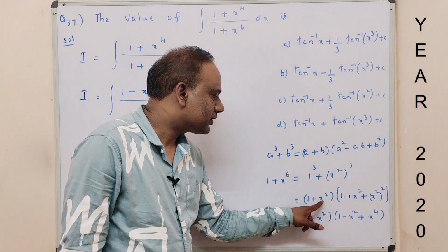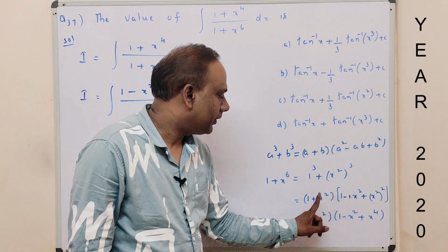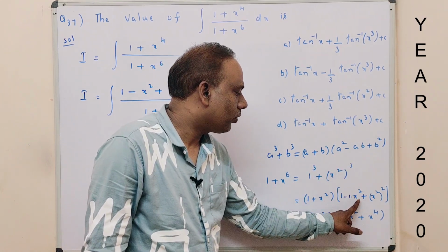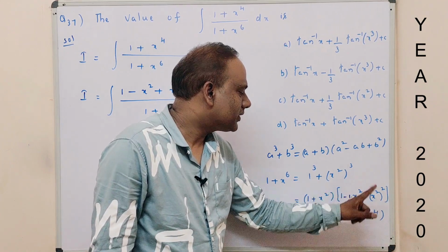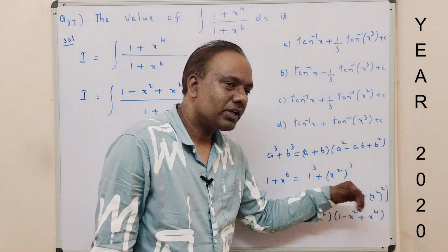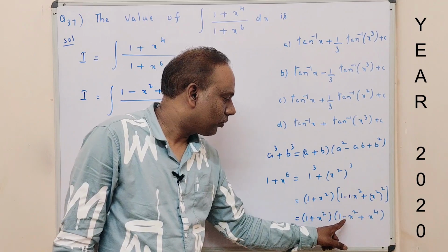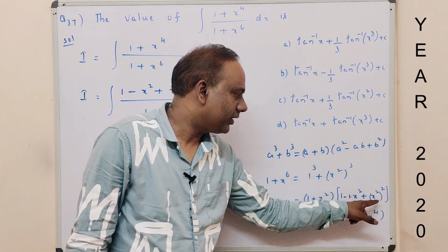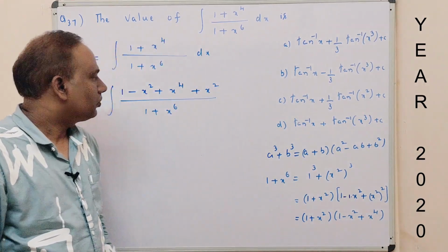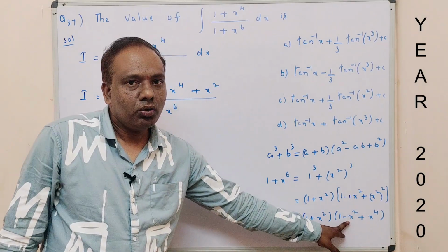First of all, a plus b means 1 plus x square, into a square, which is 1 square, that is 1, minus a into b, that means 1 into x square, plus b square. B square means x square whole square, so it is as it is. So 1 minus 1 into x square, and x square whole square is x to the power of 4. So that's why it is only 1 plus x power 4 only. That's why here there is no minus x square.